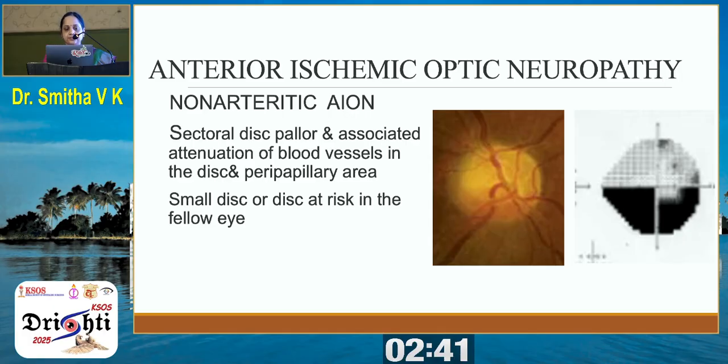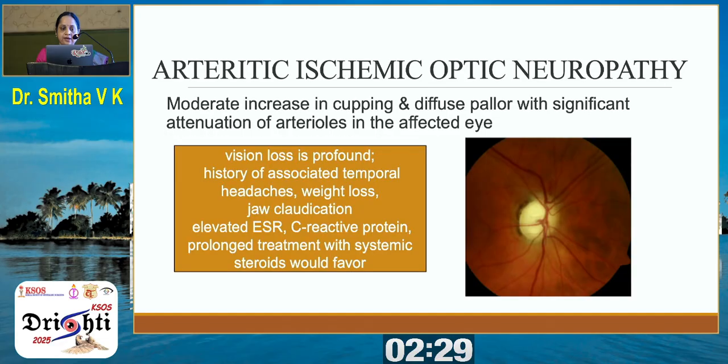In non-arteritic anterior ischemic optic neuropathy, there will be sectoral disc pallor associated with retinal blood vessel attenuation. And the fellow eye has a small disc or disc at risk. In arteritic ischemic optic neuropathy, there is moderate increase in cupping and diffuse pallor.